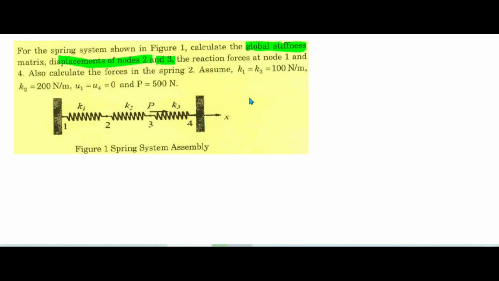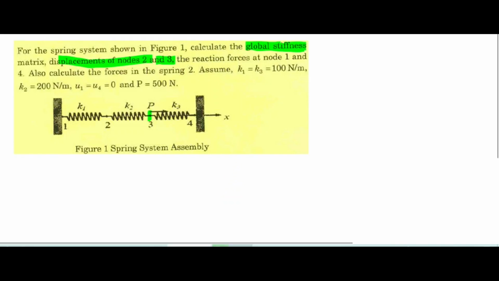They have mentioned the stiffness of the springs: K1 and K3 are equal to 10 Newton per meter and K2 is 200 Newton per meter. They also mentioned there is a force acting at nodal point 3, which is 500 Newton acting towards the right hand side. Usually in the previous problems we have solved by using bar element.